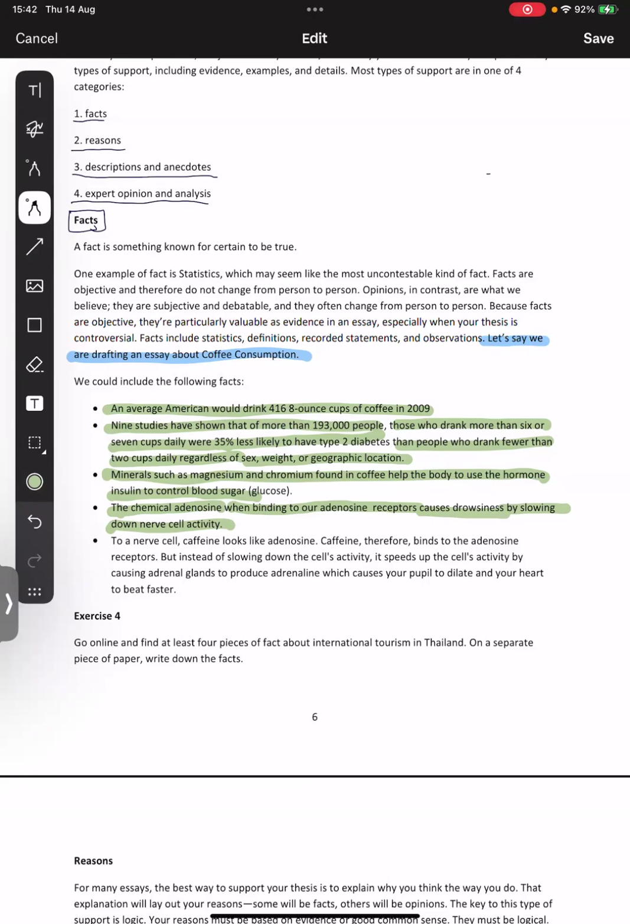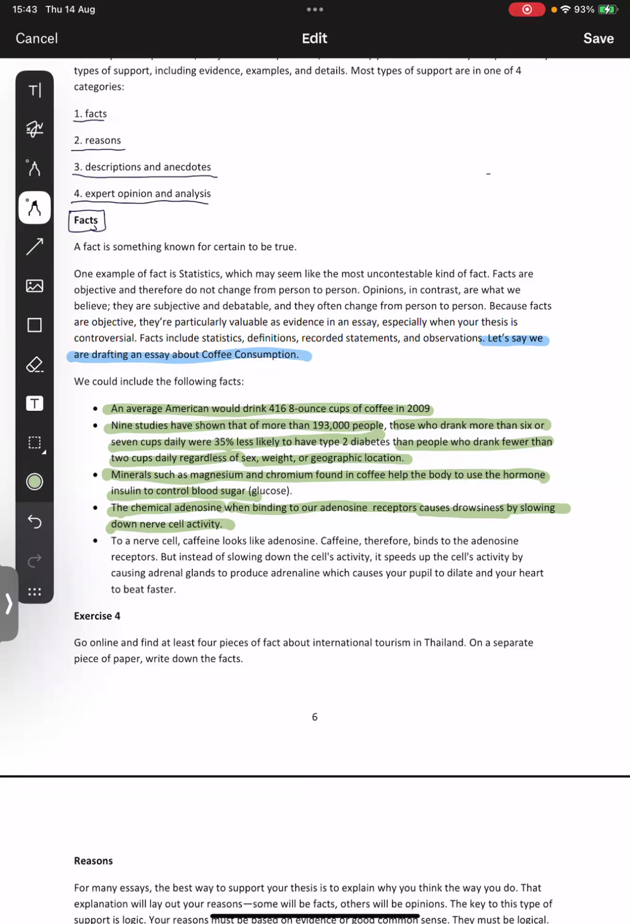Next, to a nerve cell, caffeine looks like adenosine. Caffeine therefore binds to the adenosine receptor. But instead of slowing down the cell's activity, it speeds up the cell's activities by causing adrenal glands to produce adrenaline, which causes your pupil to dilate and your heart to beat faster.